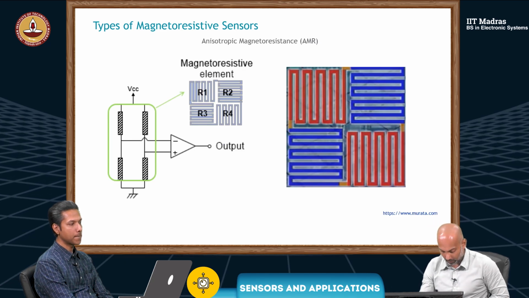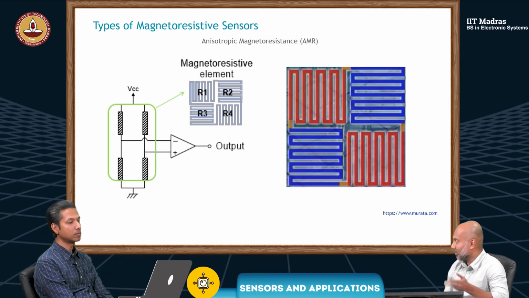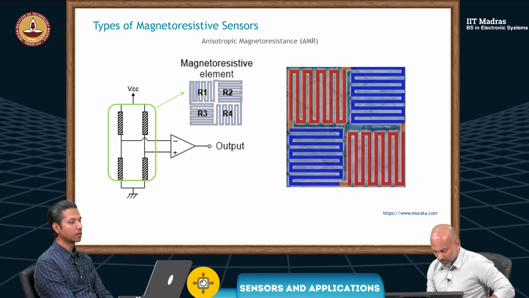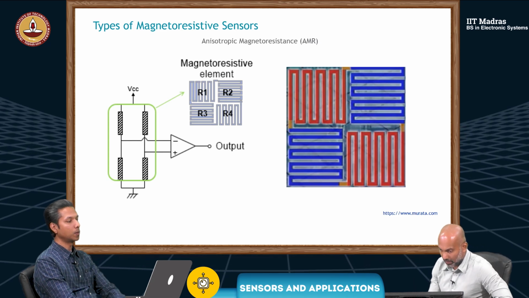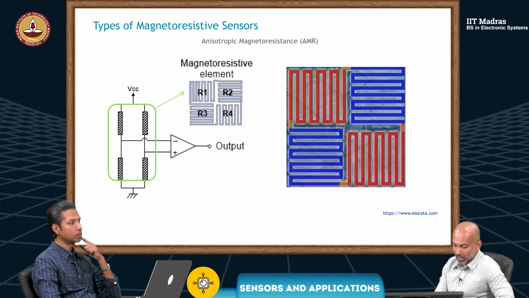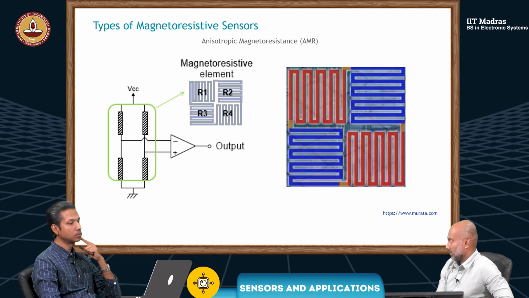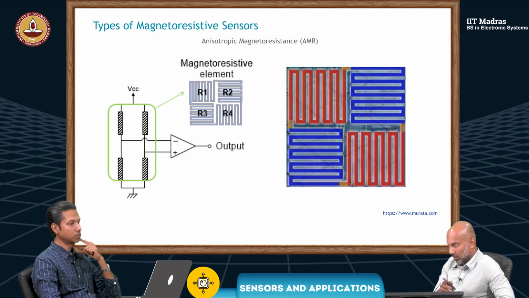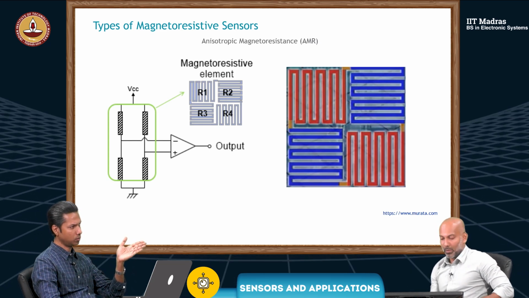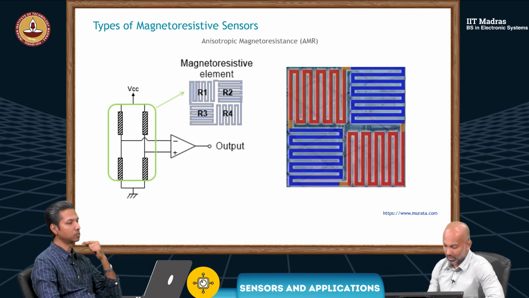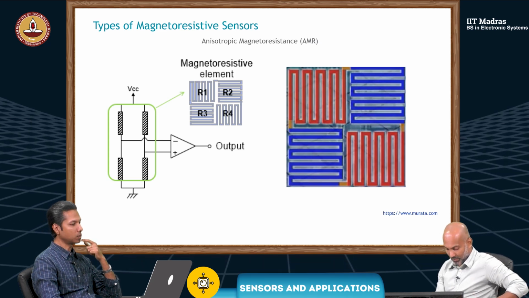Okay. Now, there are a few things we've seen here before. We've seen the bridge circuit. Generally, these kinds of magnetoresistive elements are arranged in a bridge circuit. In the example we saw, all these 4 are magnetoresistive elements in this diagram. Yes.